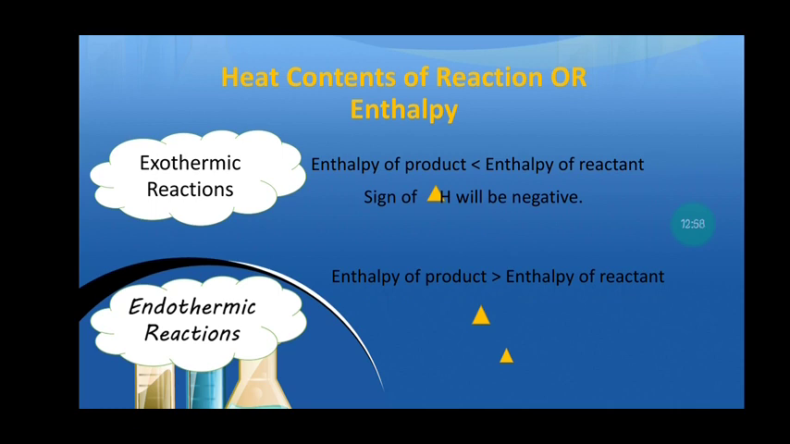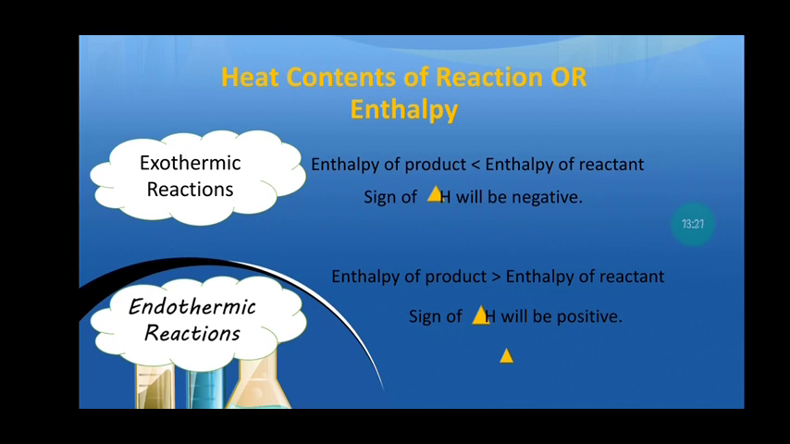Now let's see endothermic reactions, it will be exactly opposite. The enthalpy of products is greater than the enthalpy of reactants, because in an endothermic reaction heat energy is taken in. So reactants are absorbing the heat energy. That is why the heat of product is greater. And the sign of delta H will be positive.